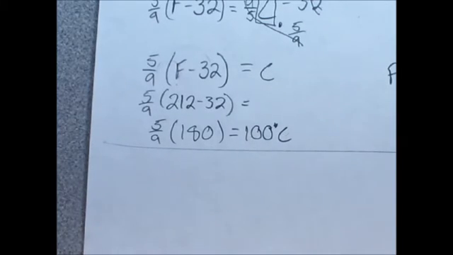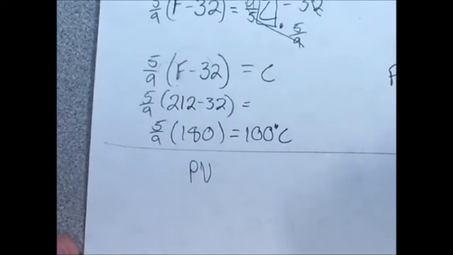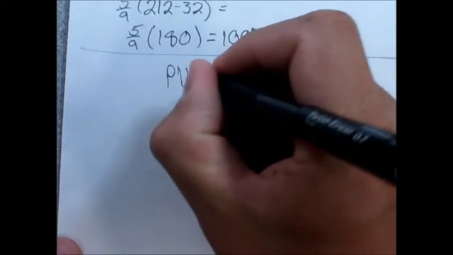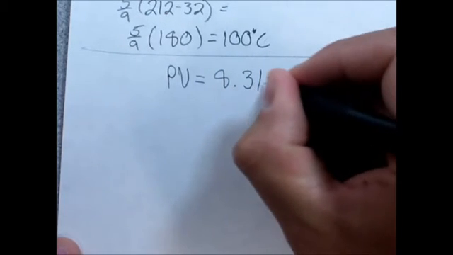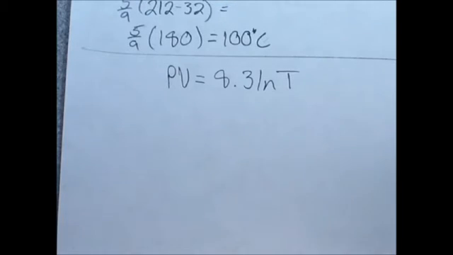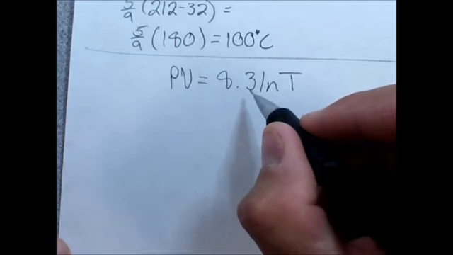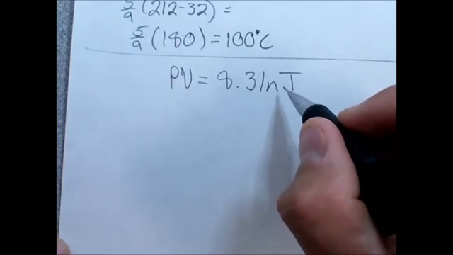Alright. We got one more conversion on this page at least. Just like that. Here we go. PV. P multiplied by V equals 8.31 lowercase n multiplied by capital T. Okay, it tells us what all these stand for. P is pressure, V is volume, N is the amount of gas, and T is temperature.